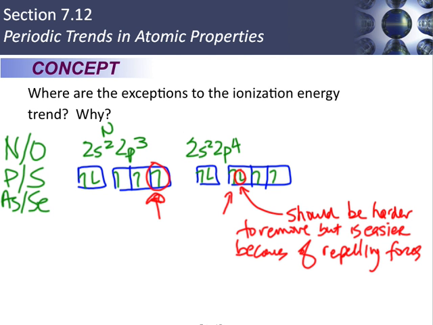If you don't draw the picture, you'd need to say the last electron in nitrogen or oxygen should be harder to remove, but it's easier because of repelling forces in a p orbital. You have to be really specific. I think it's just best to draw it out so there's no question about what electron you're talking about, what orbital, any of that. Okay? So this is going to be the same for P and S and As and Se. Are we good with that?